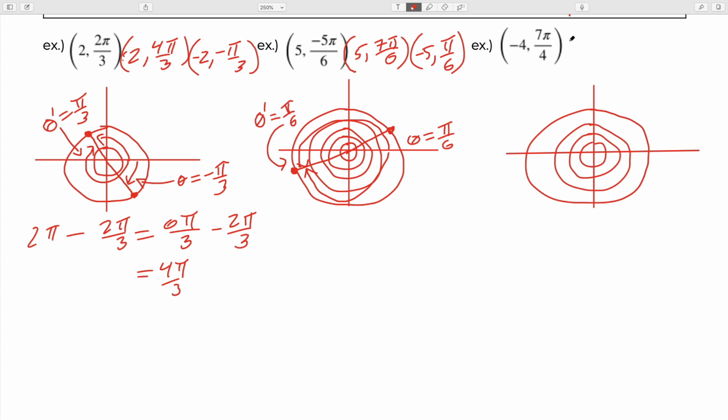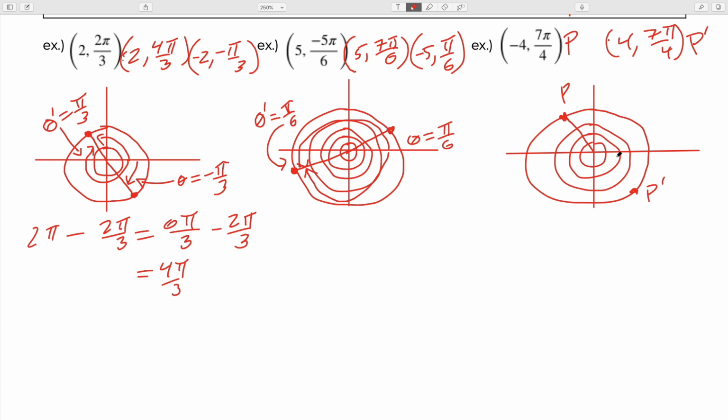But remember, let's actually graph this. So let's call this point P. Let's go ahead and find P prime. So P comma 7 pi over 4, that's going to be P prime. All right, so if I did 7 pi over 4, that would be right there. That's P prime. But again, remember, if you're reflecting about the origin, it's going to be over here, right? So there you go. That is going to be my point P. So that's P prime. That's P.